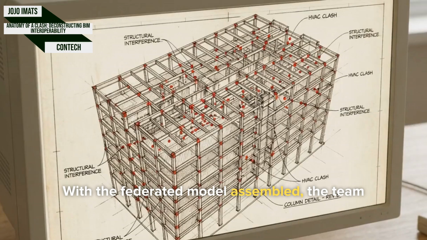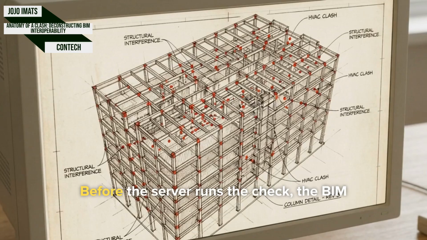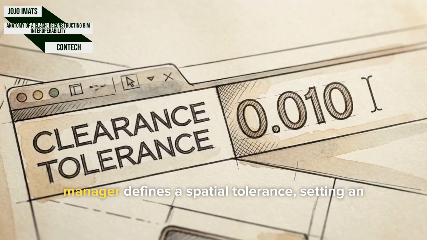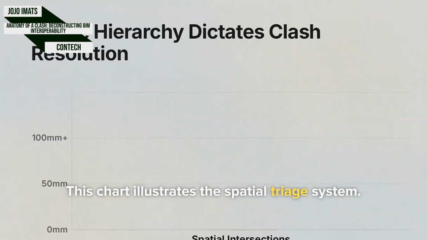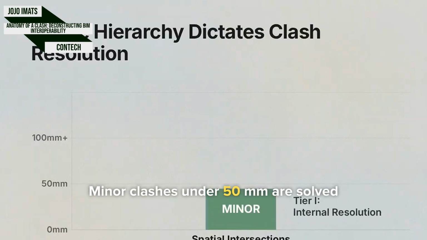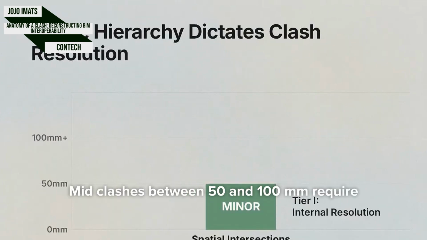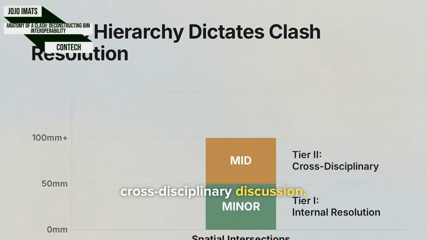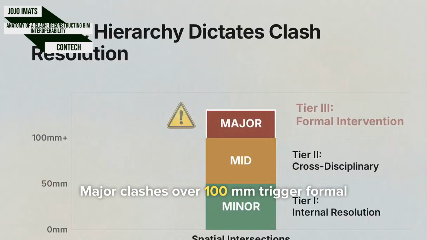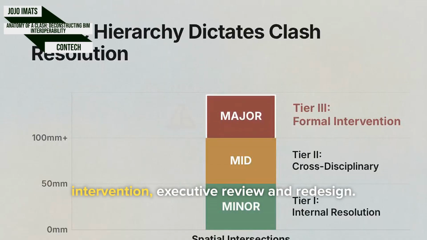With the federated model assembled, the team executes the automated clash detection rule sets. Before the server runs the check, the BIM manager defines a spatial tolerance, setting an absolute hard clearance requirement of 0.010 meters. This chart illustrates the spatial triage system. Minor clashes under 50 millimeters are solved internally. Mid-clashes between 50 and 100 millimeters require cross-disciplinary discussion. Major clashes over 100 millimeters trigger formal intervention, executive review, and redesign.